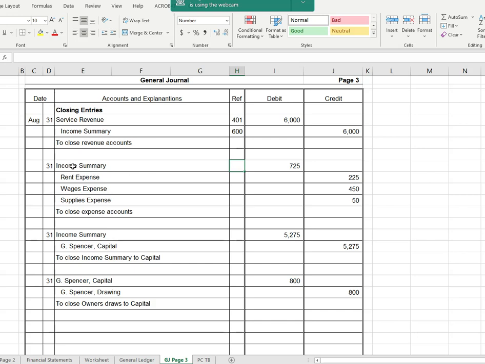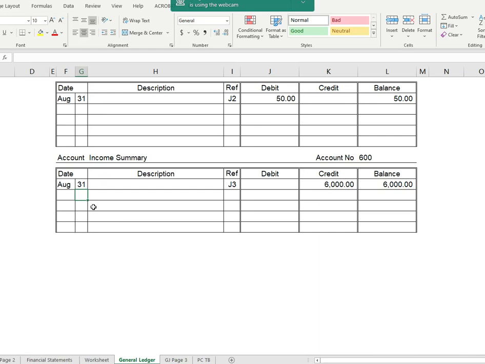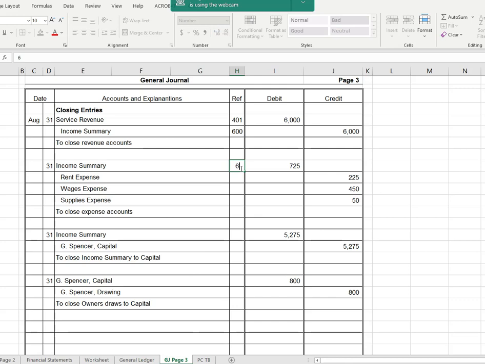So this is closing the expenses. So my first line is a debit of $725 to income summary. So same date, 31. It's J3. And my debit is $725. And that's going to give me $5,275 as my balance. It's account 600, so I'm going to go back and put my account 600.